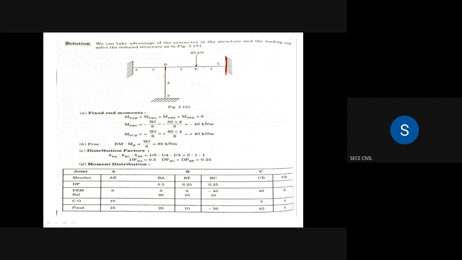KBA, KBC and KBF are in the ratio 1 by 2 is to 1 by 4 is to 1 by 4, which equals 2 is to 1 is to 1. So the distribution factor for member BA will be 0.5, and for the other members, BF and BC, the distribution factor is 0.25.